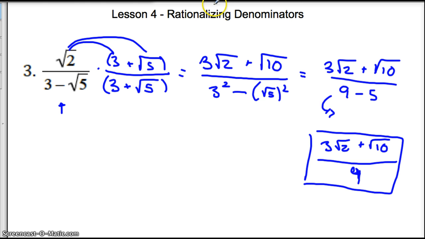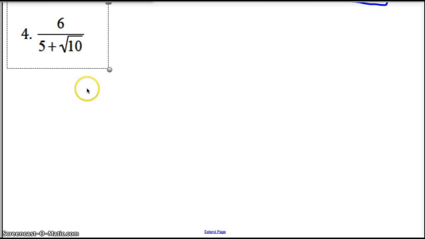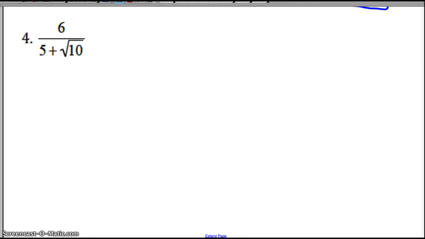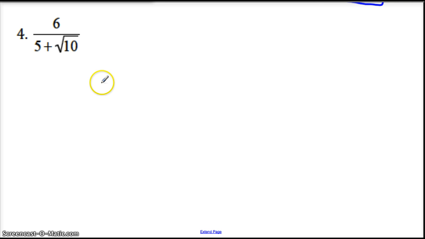Should we try one more? Yup. Alright, for our second example, let's just do the same exact thing. First thing we're going to do is multiply by the conjugate. Remember, the conjugate's just the opposite. So we're looking at this guy. Well, that would be 5 minus, that's the conjugate, it's the opposite of that, square root 10. Alright, same thing goes on top.